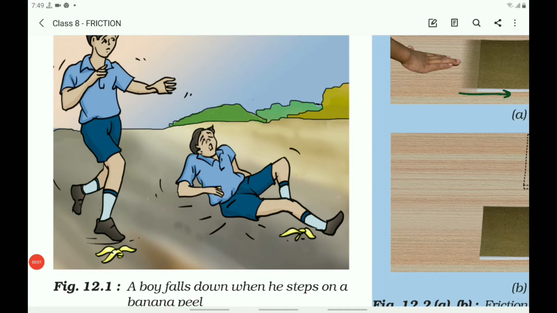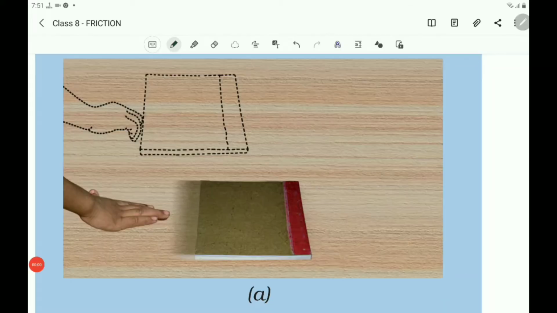A boy falls down when he steps on a banana peel. Why do we slip when we step on a banana peel? Why is it difficult to walk on a smooth and wet floor? You will find the answer to such questions in this chapter.